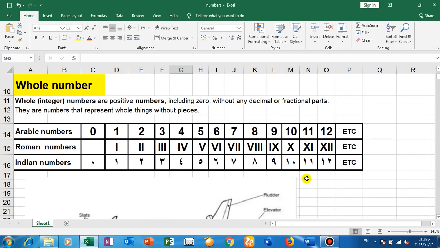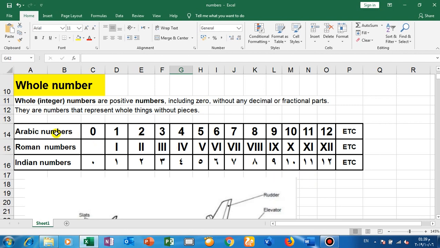What are whole numbers? The whole or integer numbers are positive numbers, including zero, without any decimal or fraction parts. They are numbers that represent whole things without pieces.